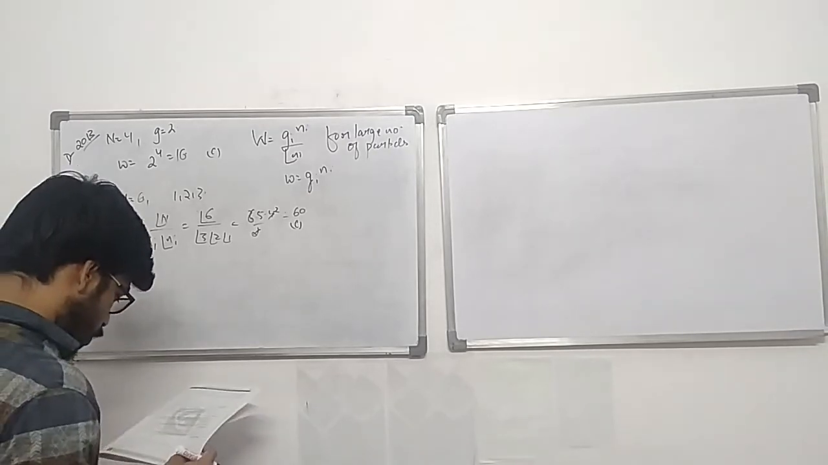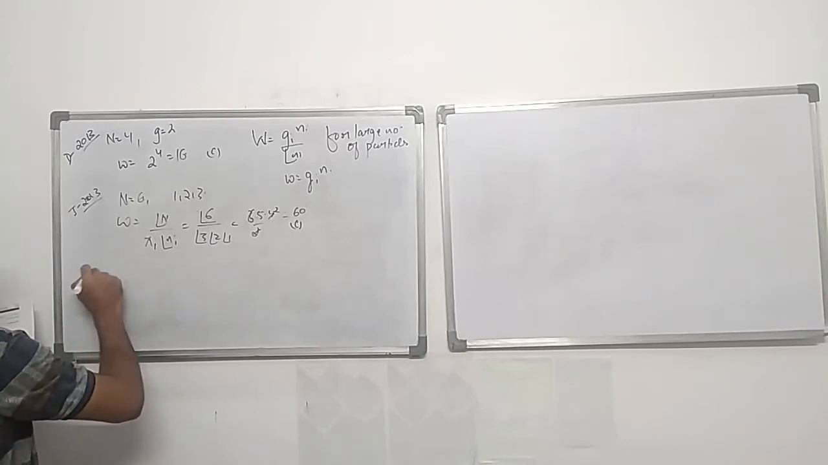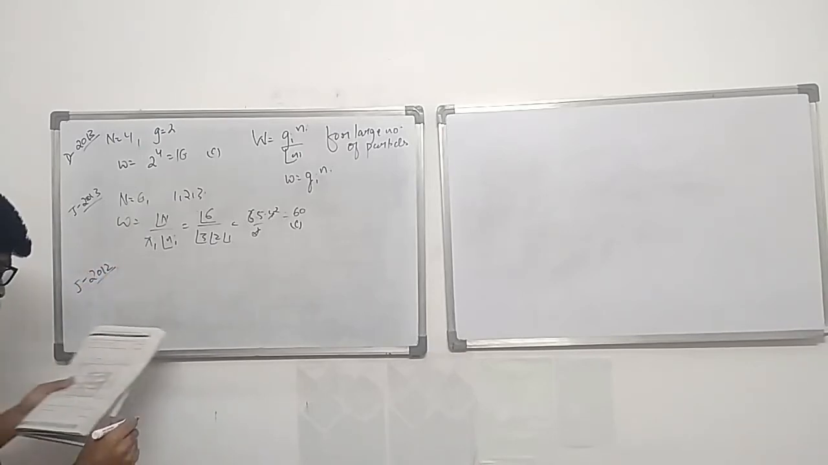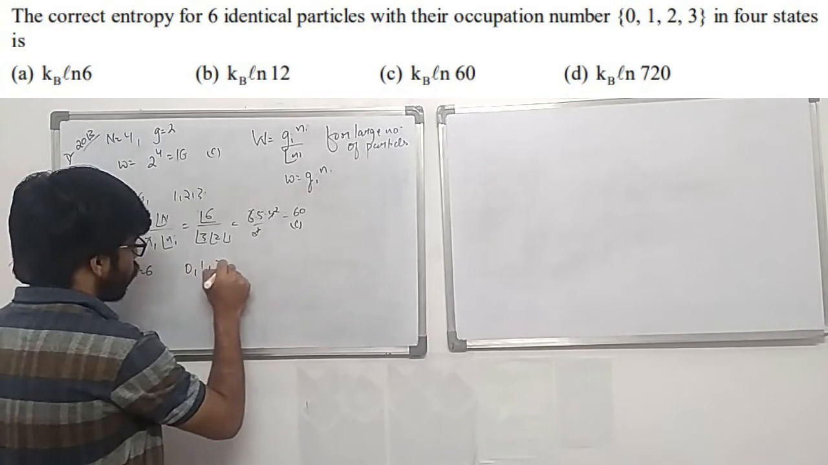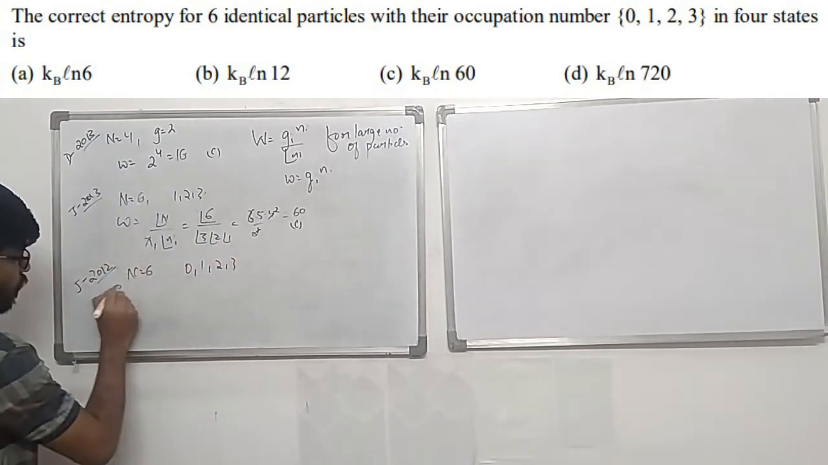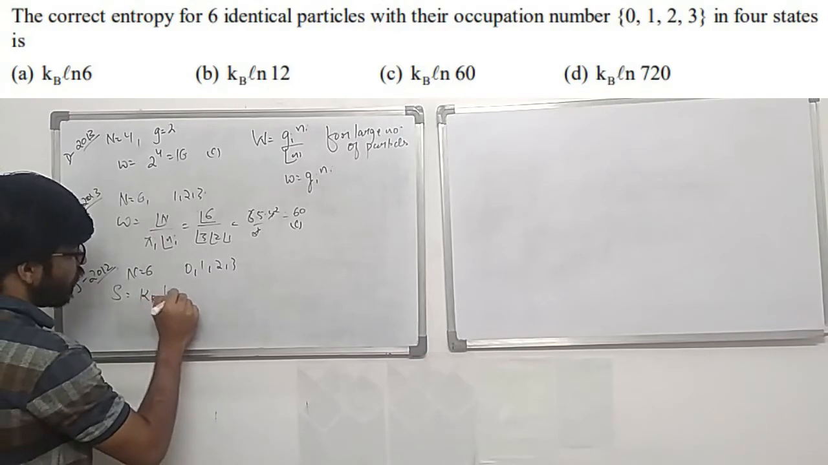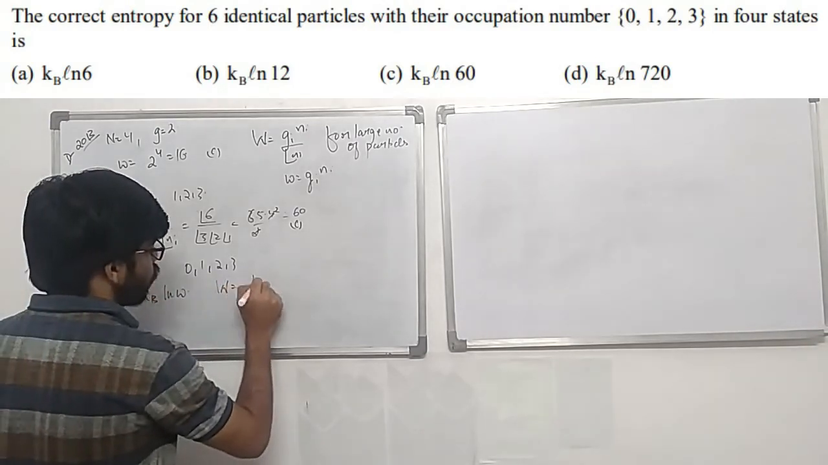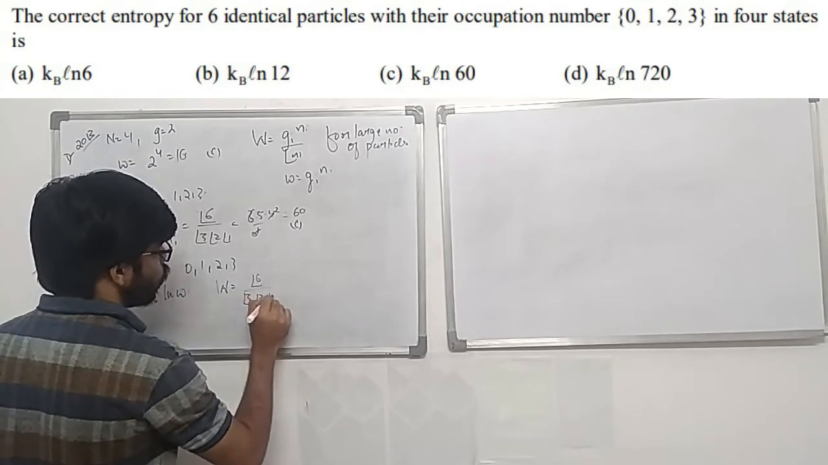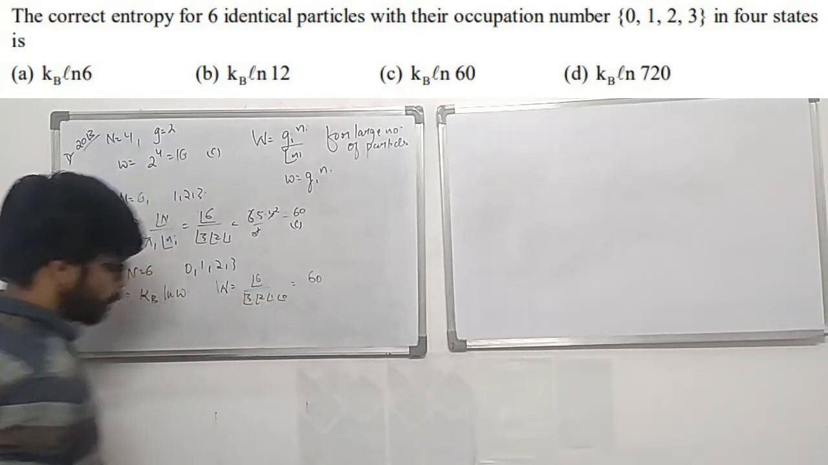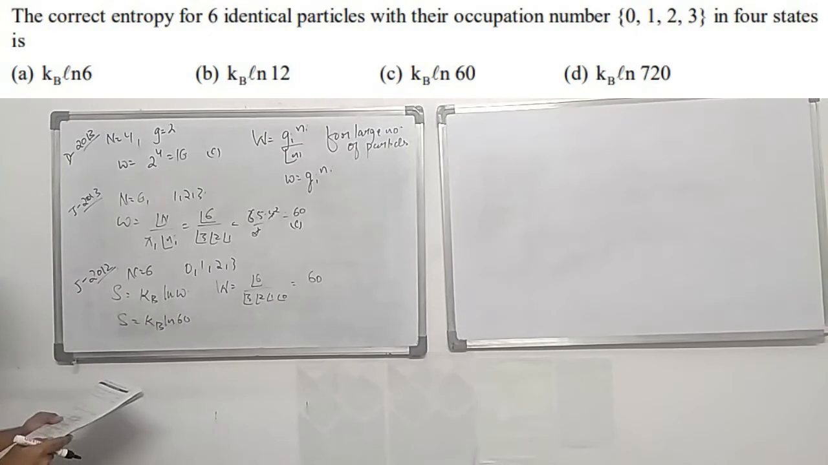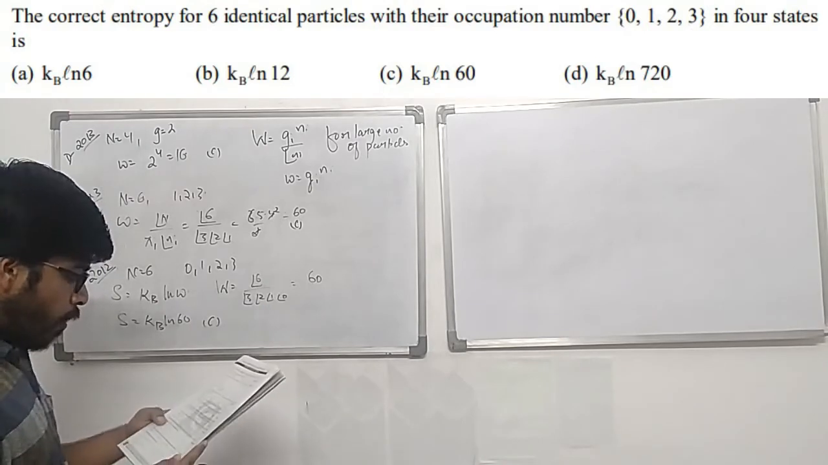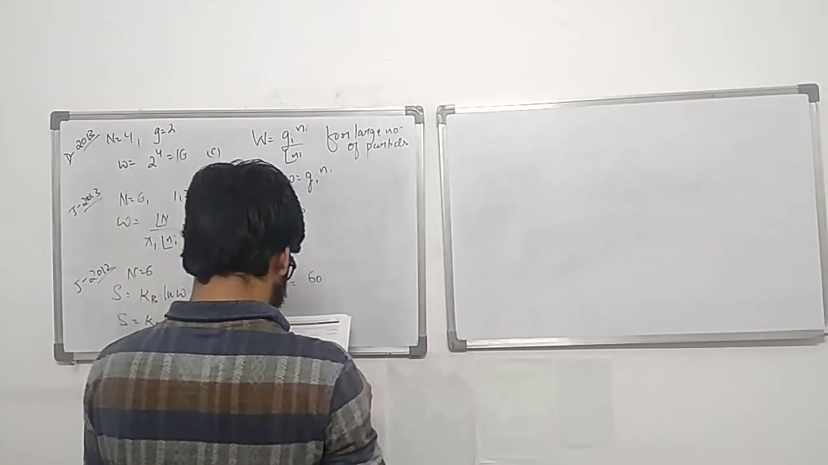So the next question we have is from June 2012, and the question says the correct entropy for 6 identical particles having occupation number 0, 1, 2, 3. Now for entropy we have S is equal to kB ln W. First, we need W. W will be 6 factorial by 3, 2, 1, 0 factorials, which is actually 60. So your entropy will be kB ln 60, which is given in your option number C. Okay. So the last question from NET is from December 11.